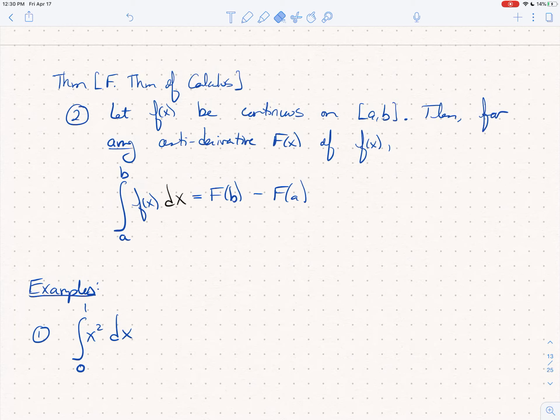And so now we come to the second part of the Fundamental Theorem of Calculus, and this is what it says. If little f is a continuous function on a closed bounded interval, then for any antiderivative big F of little f, the definite integral from a to b of f dx, which when little f is above the x-axis you can interpret as area, is nothing other than big F of b minus big F of a.